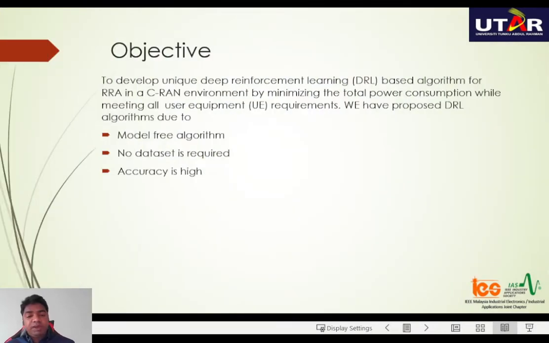The objective of this paper is to develop a unique deep reinforcement learning based algorithm for RRA in the CRAN environment by minimizing the total power consumption while meeting all user equipment requirements. We have proposed a DRL algorithm because it is a model-free algorithm. No data set is required. Accuracy is really high.